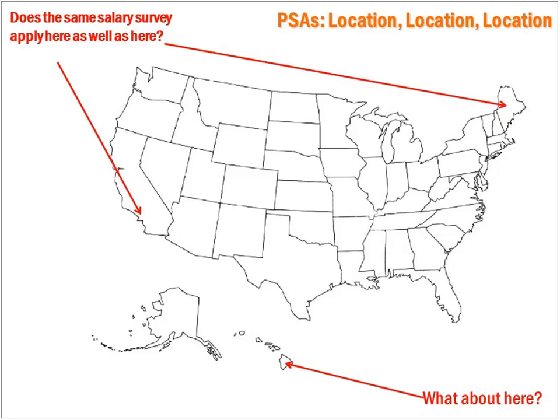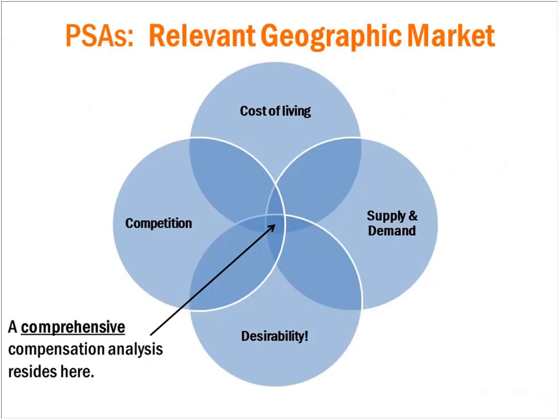A lot of the salary surveys, an MGMA survey, are nationwide. So you need to be careful when you start to make comparisons. Certainly if you're in Hawaii or Bangor, Maine or LA, the costs are different. And so there's a concept that comes to you. Let's go to the next slide. There's a concept in economics called relevant geographic market, and that's what's operative here.